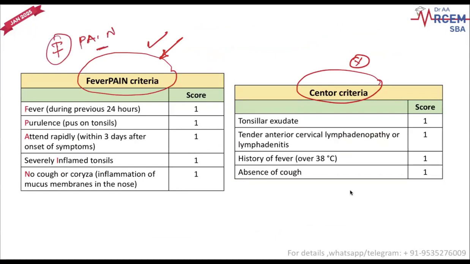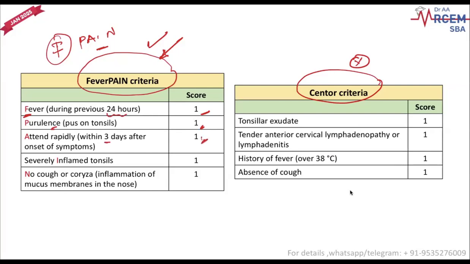In that mnemonic, F stands for fever. Presence of fever, that is a spike of temperature in the last 24 hours, gets a point. Presence of any discharge from the tonsils gets 1 point. That is a purulent discharge, what we are talking about, yellow color pus discharge. And these symptoms have rapidly developed over 3 days.